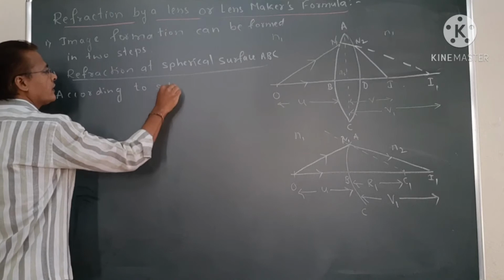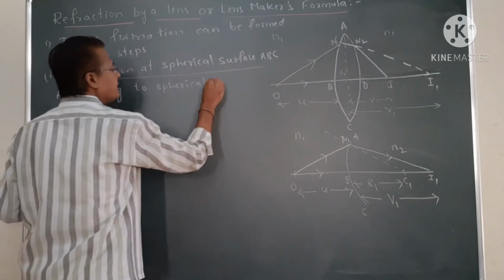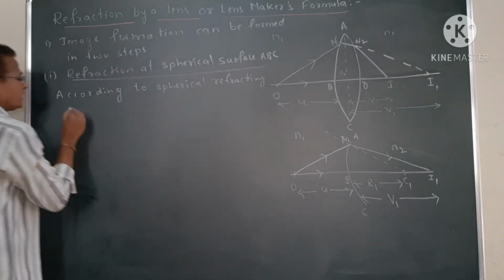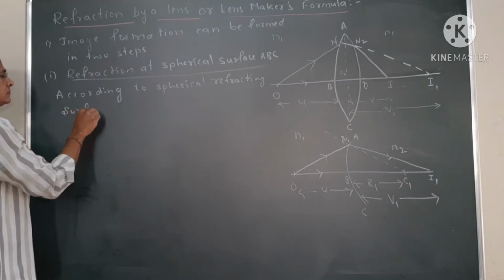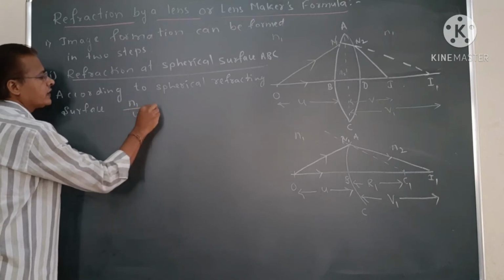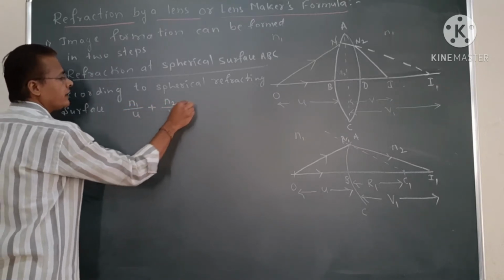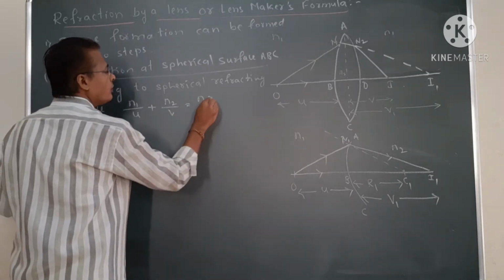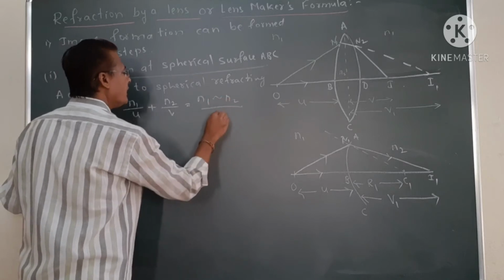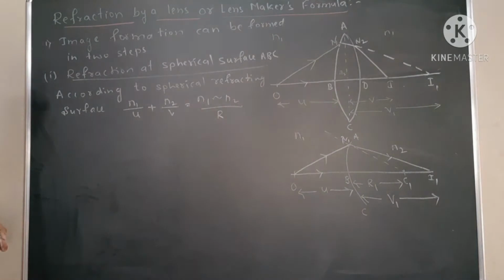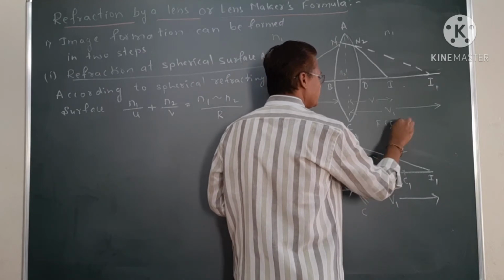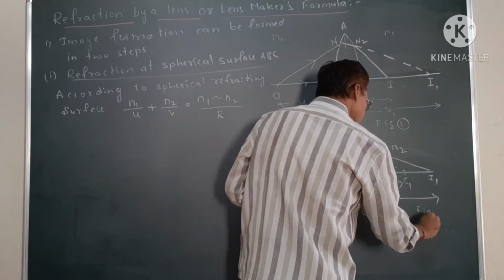the spherical refracting surface formula: N1 by U plus N2 by V equals N2 minus N1, the difference, divided by R. From the figure, this one we are going to call figure 1, and this is figure 2.